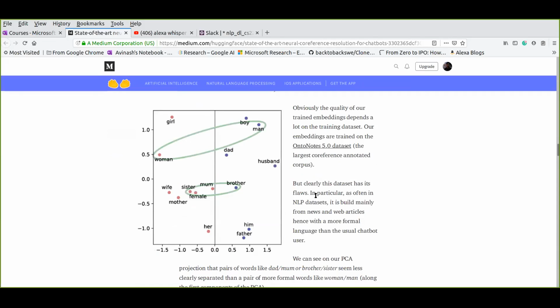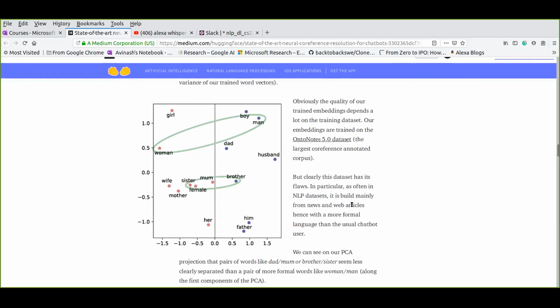Though these kinds of data sets exist and help us generate embeddings that can be used for coreference tasks, they're not really perfect. Just like we have a lot of problems with other NLP related data sets, even this data set is not totally flawless.